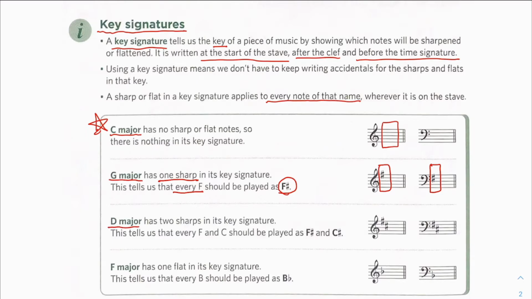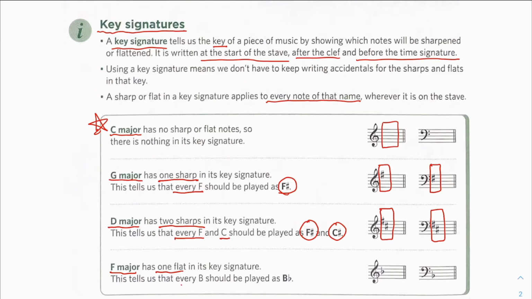D major has two sharps in its key signature. This tells us that every F and C should be played as F sharp and C sharp. So this is the key signature of D major in treble clef and this one in bass clef. You notice that there are two sharps, one on the F line, and the second one in the C space. F major has one flat in its key signature.